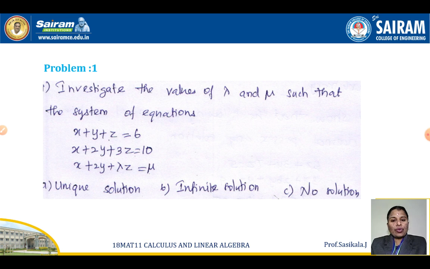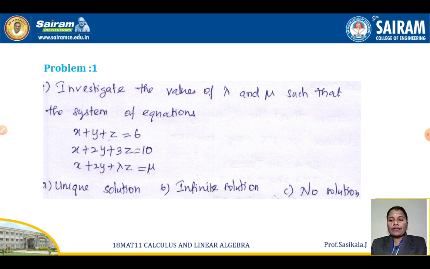Before going into the solution, we shall clarify what we need to calculate from the question. The question has given a system of equations with the unknowns x, y, z. We have two more, which are lambda and mu. So what we are going to find out is, on what values of lambda and mu we shall get a unique solution, infinite solutions, or no solution. All three cases we are going to discuss in this method.